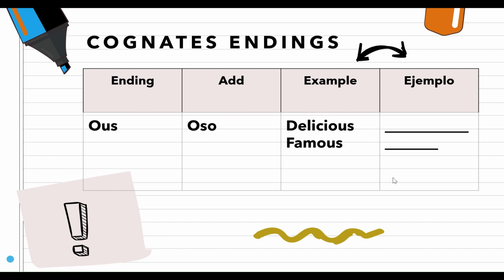What happens with the words that end with OUS? We are going to drop this ending and change it to OSO. So if we have delicious, we're going to drop the ending OUS and change it to OSO, and in Spanish it will look like this, delicioso. Next one, famous. We're going to drop OUS and change it to OSO, and then we are going to have famoso.